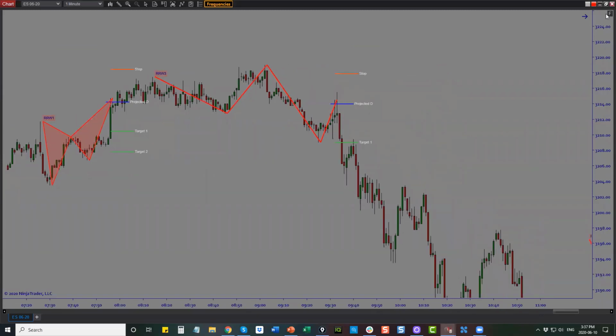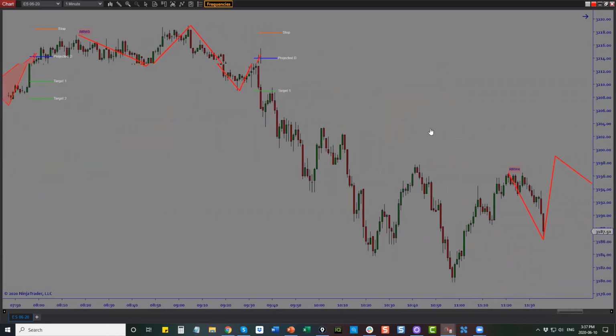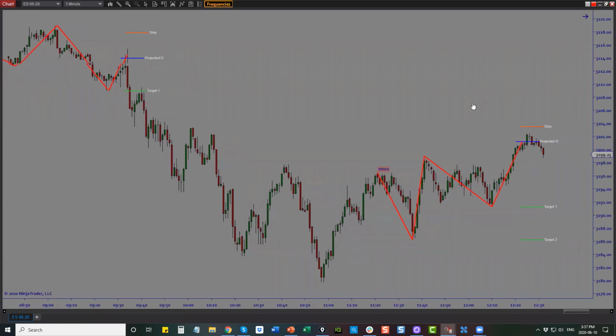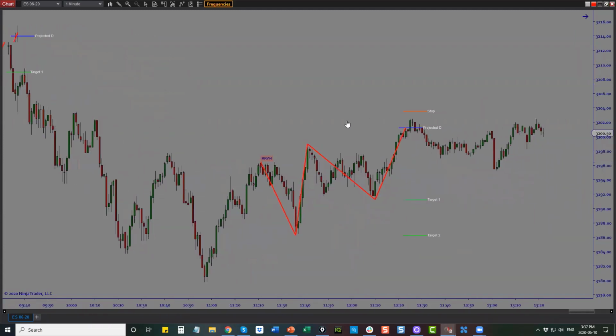We got another short on the S&P today. It came back, boom, boom, boom here. Take a look here. It came up to projected D. This was still valid based off our system rules too. For those of you in the trading room, we were only looking for shorts on the S&P today. They came up close to the stop and then they ripped it down.